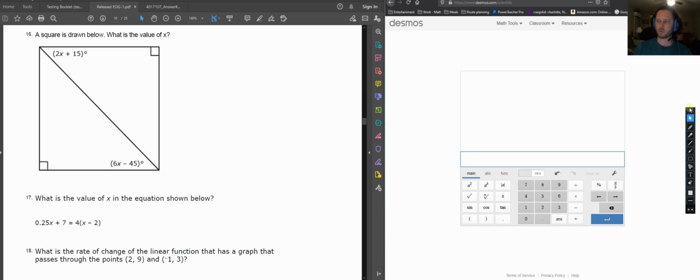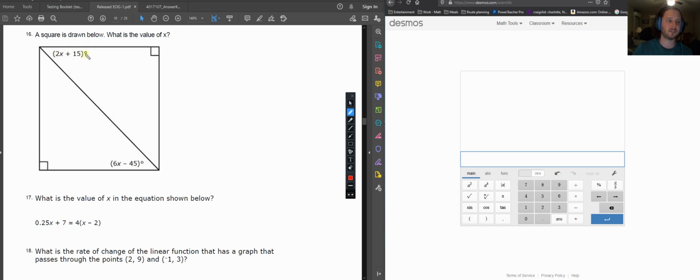So for number 16, we have a square that is drawn here, and it's asking us for the value of x given these two angles. Now, it tells me that each of these angles, right down here at least, these two are going to be 90 degrees. Well, if those two angles are 90 degrees, that means these are almost certainly going to be equal to 45 degrees. So we really get to pick and choose how we want to solve this problem.